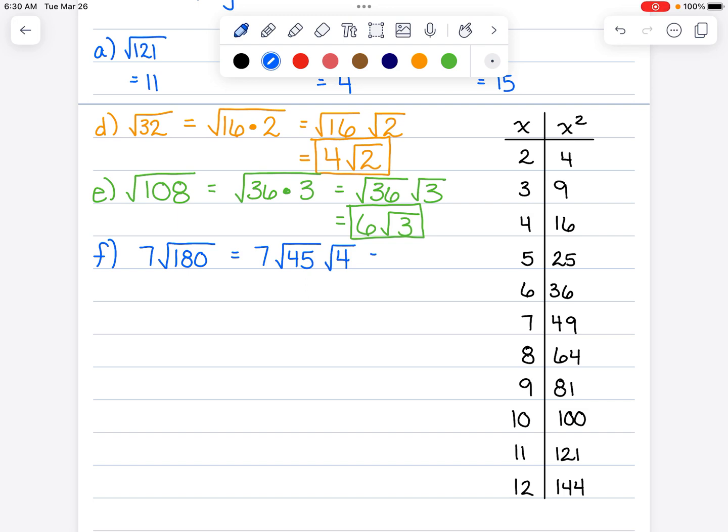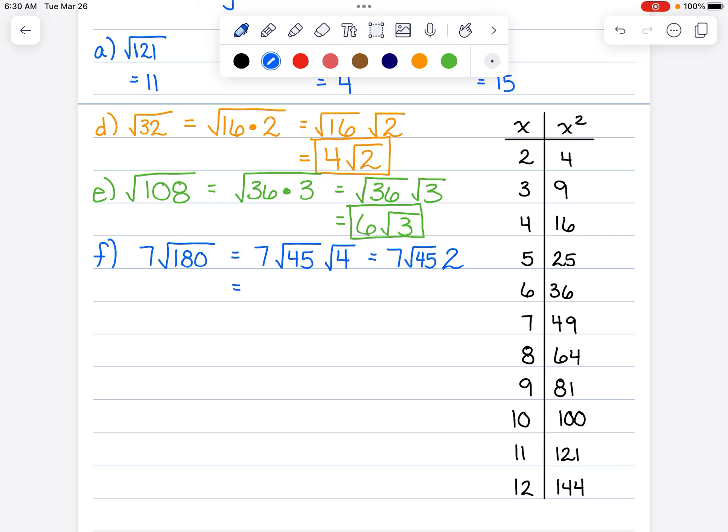4 is the perfect square. So it becomes 7 times the square root of 45 times 2. And that number in front doesn't change anything we do. We just follow the same process, and it just has to travel along.